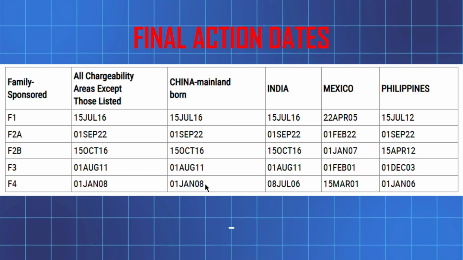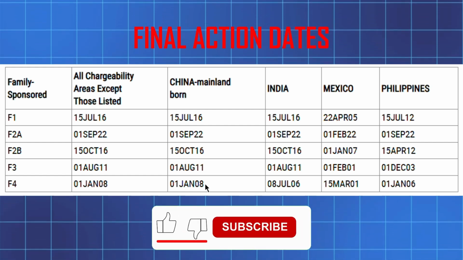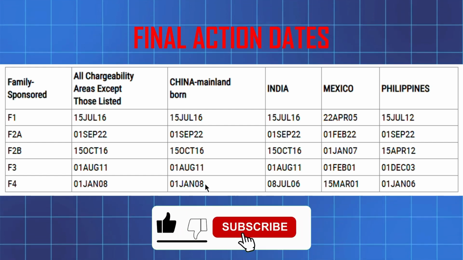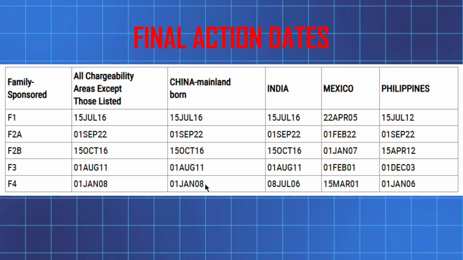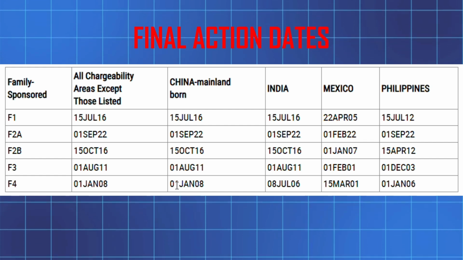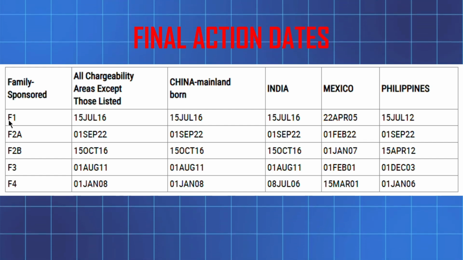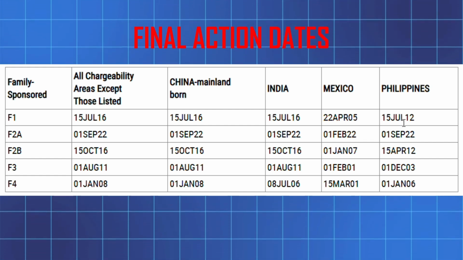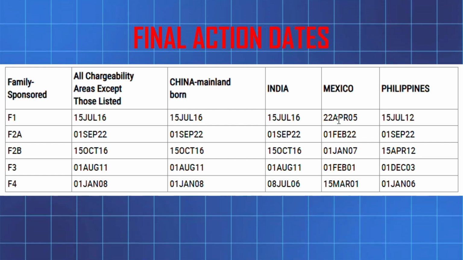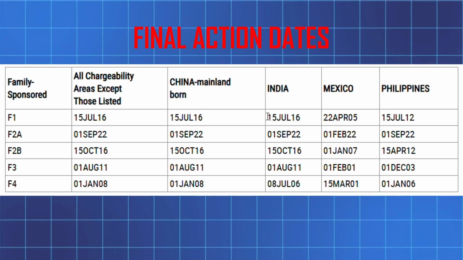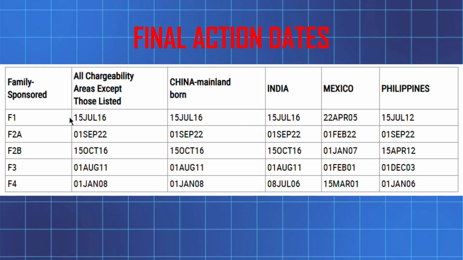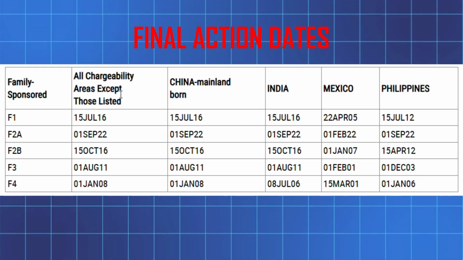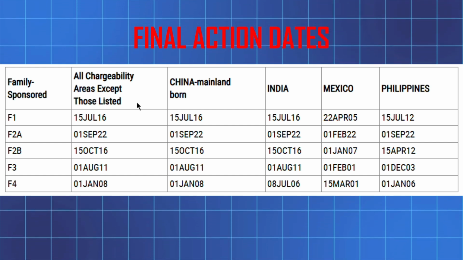You should receive a notification from NVC or USCIS because the priority date comes before the date in the chart. Okay, so that's how you read that. F1, same thing. Just look at the date. The Philippines is this one here, Mexico this, India this, China mainland born this. If you're not from any of these 4 countries, you check this right here, which is all chargeability areas, except those listed. That's where you go.